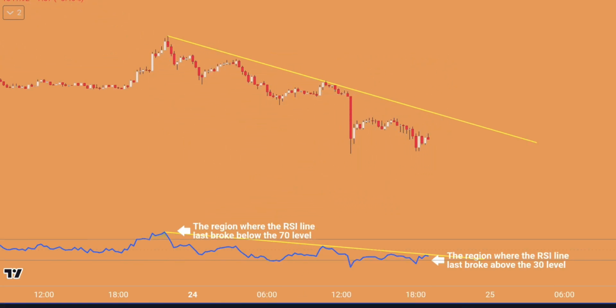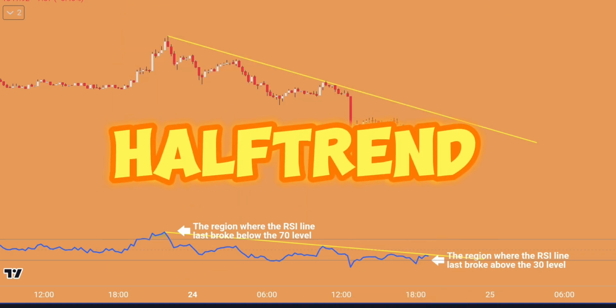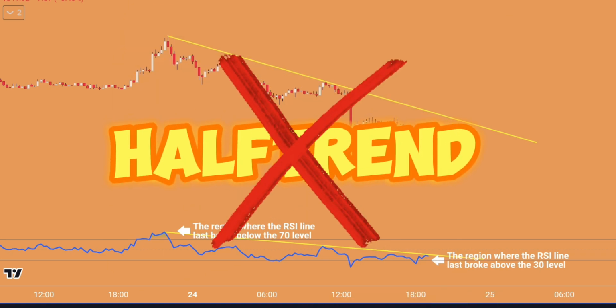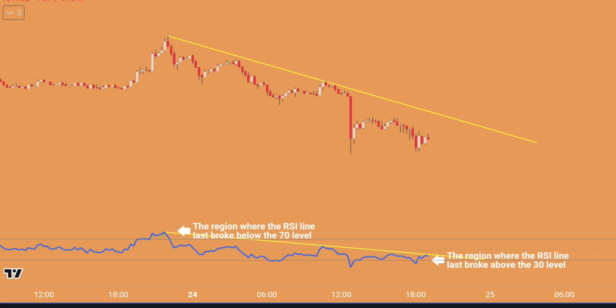Let's now look at an example of a long position, and this time, let's not use the HALFTREND indicator. Once again, on the screen, we can observe the region where the RSI line has recently moved downward from the 70 level, and the level where it has moved upward from the 30 level.